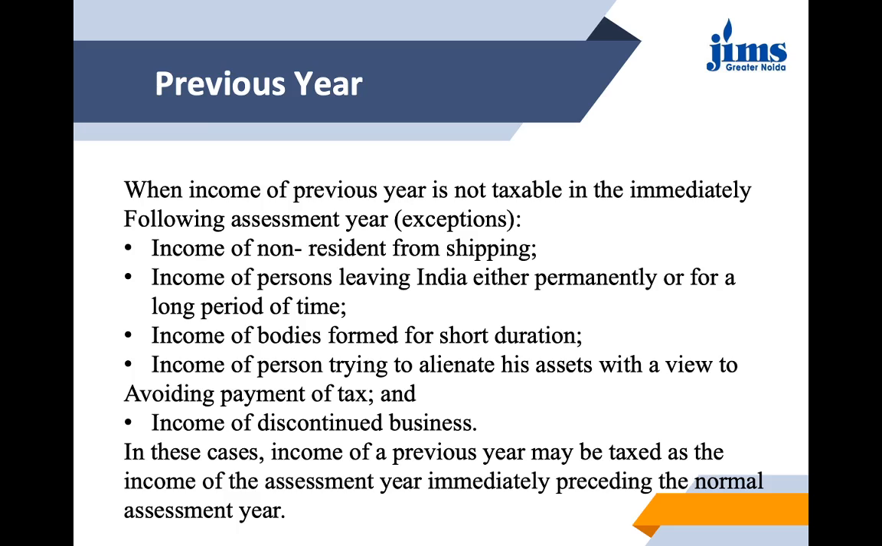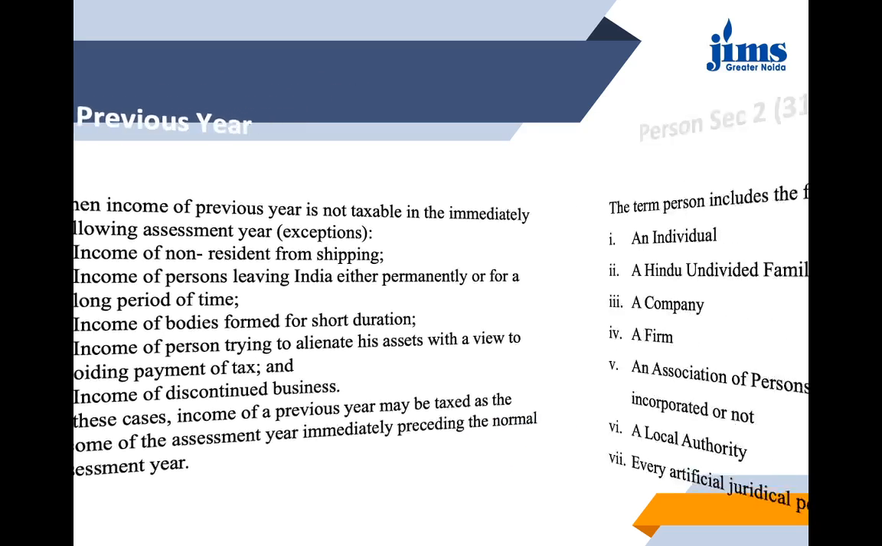First, the income of a non-resident from shipping business. Income of a person leaving India either permanently or for a longer period of time. Income of bodies formed for a very short duration, meaning that they were not going concerns. Income of a person trying to alienate his assets with a view to avoid payment of tax. Income of a discontinued business, if you have shut down your business. So in these cases, the income of a previous year may be taxed as the income of the assessment year immediately preceding the normal assessment year. So these were just a few exceptions.